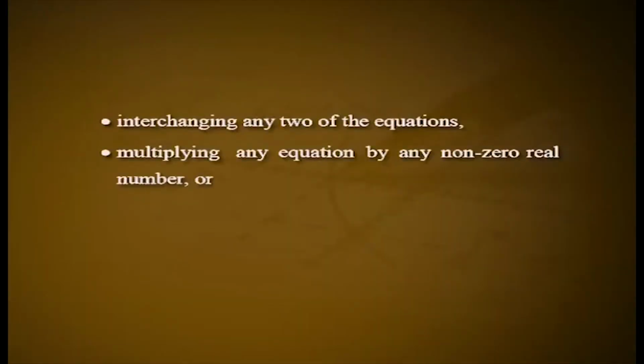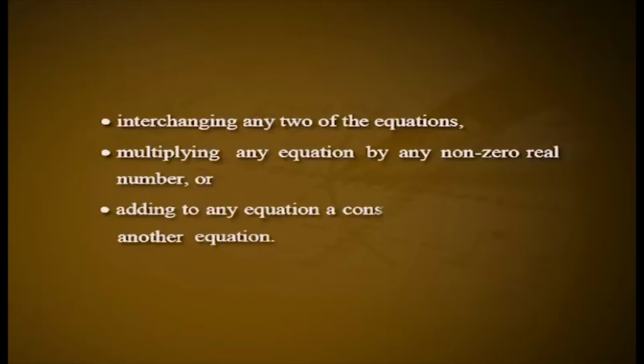Remark. If we are given a system of equations, then another system of equations equivalent to it is obtained by applying one or more of the following transformations: interchanging any two of the equations, multiplying any equation by any non-zero real number, or adding to any equation a constant multiple of another equation. Usually, to solve a consistent system of equations, we replace the given system by an equivalent system of prescribed form. This is illustrated in the coming examples.